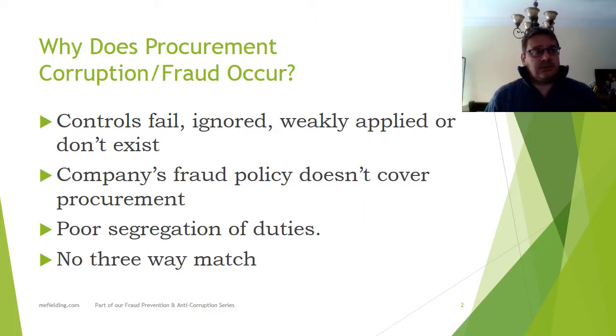Poor segregation of duties. In the 21st century, poor segregation of duties tends to happen in small organisations. Big organisations have heard this so much from their auditors, or if they're private enterprises, from their shareholders, that they should have all of this in place.